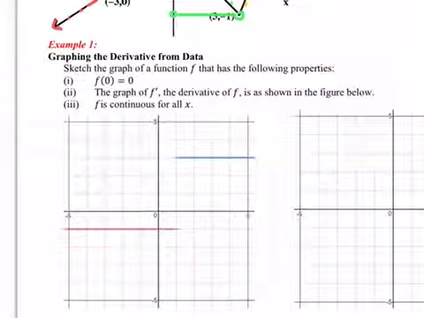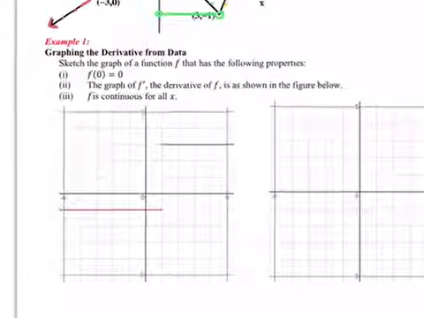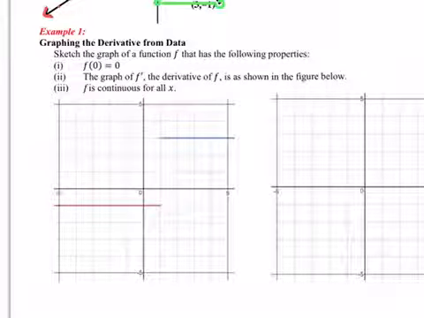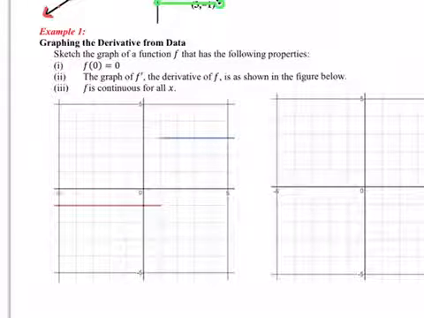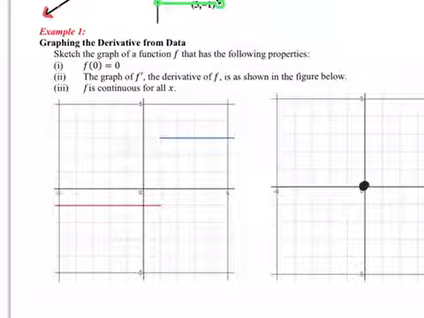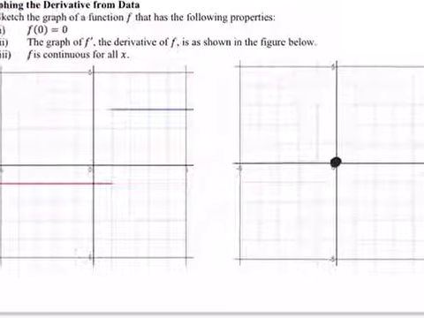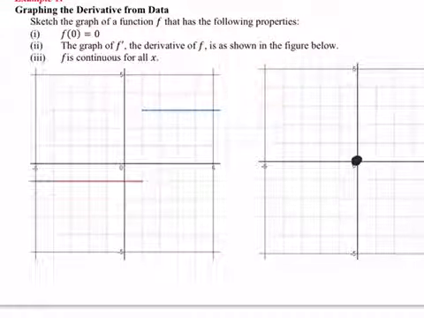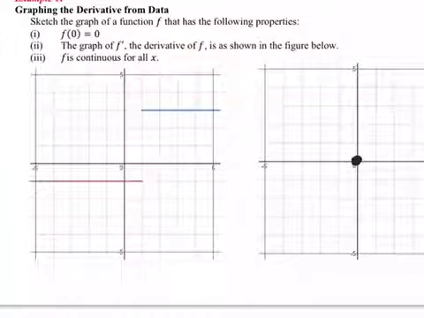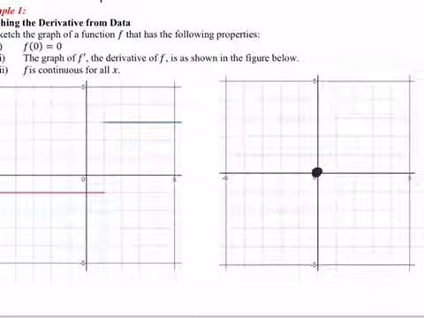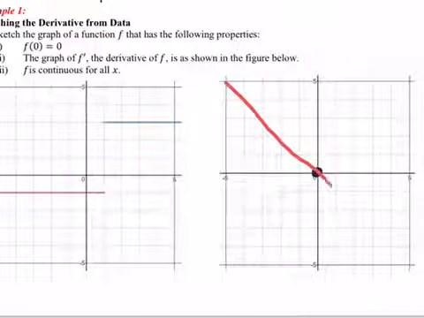All right, so let's look at a graph here, graphing the derivative from data. So sketch the graph of f that has the following properties. F of 0 is 0. Okay, so I'm going to plot that point right there. The graph of f prime, the derivative of f, is shown on the left side, and f is continuous for all x. Okay, so this red piece tells me that the slope of my original function f is -1, and it's got to go through 0, 0, so I know that -1 through 0, 0 would look like that.